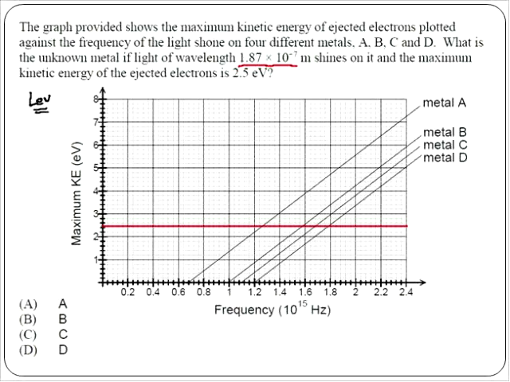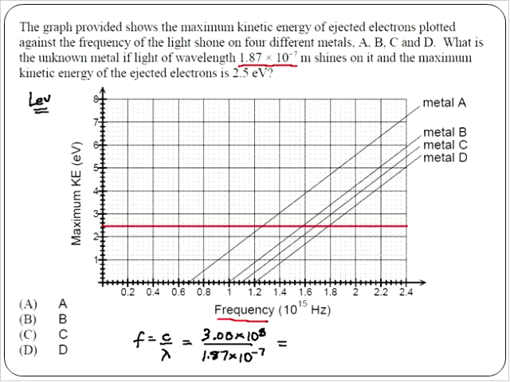So, on the graph, I'm showing frequency. So what I need to do is change that wavelength I'm given into a frequency. And frequency, remember, equals c over wavelength, c over lambda. So 3.00 times 10 to the power of 8 over lambda, which is 1.87 times 10 to the power of negative 7.